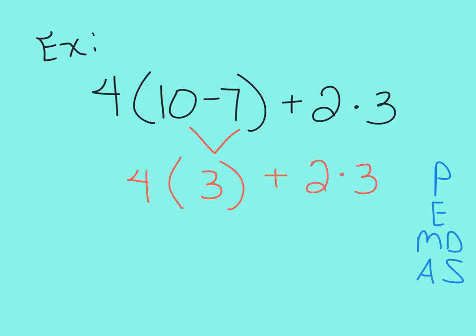Okay, so based on our order of operations, we're going to look at this 4 times 3. That's going to give us 12. And then let's look at that 2 times 3. That's going to give us 6. Okay, because multiplication comes before addition, now I'm going to bring down that plus sign. Now I'm going to add, not any time before, but now. So 12 plus 6 is going to give us 18.